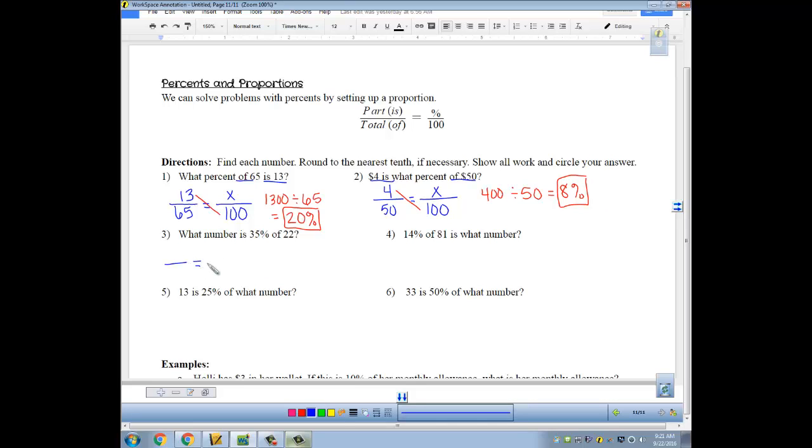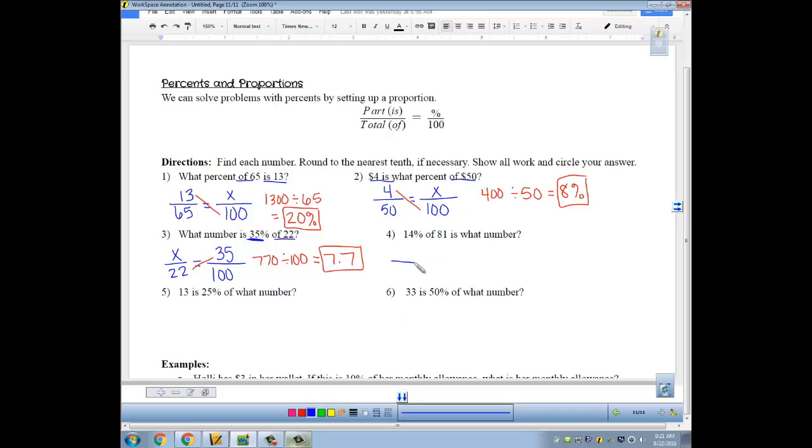Number 3, start setting up the proportion. 100 goes in the bottom right. This time it says is 35%, but the percent is going to trump the is. It's going to be more important. So it's 35% goes here. So you always put the percent over 100. And then of 22, so it's going to go where the of goes, so we don't know the is. So we're going to cross multiply. 22 times 35 is 770, divided by 100 to get 7.7. They're not asking for a percent, just a number, so I'm done.